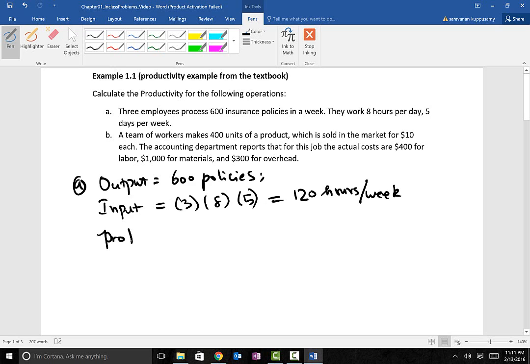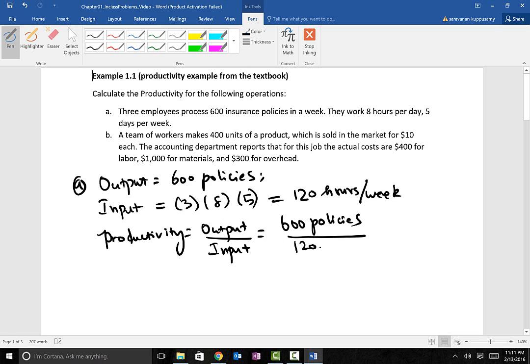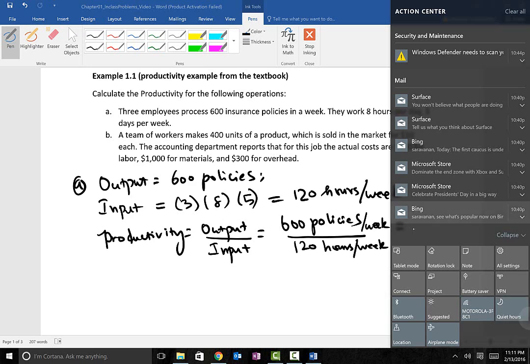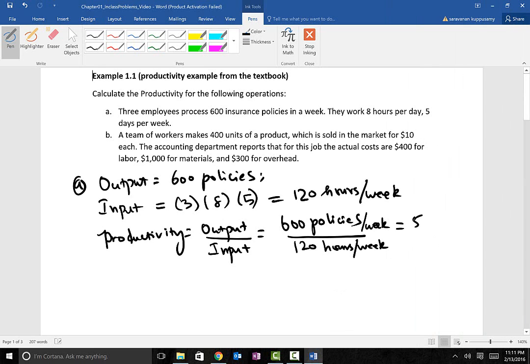So productivity is a ratio of output by input. In this case, output is 600 policies per week and input is 120 hours per week. So this is per week. So the productivity measure is 5 policies per hour per employee.